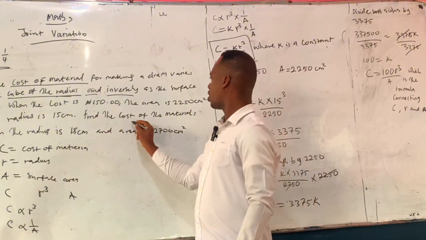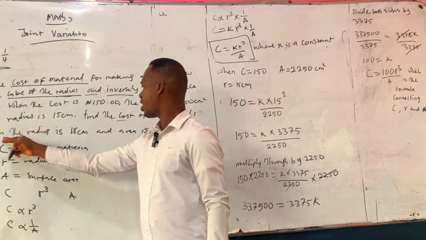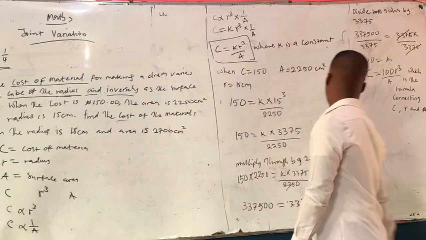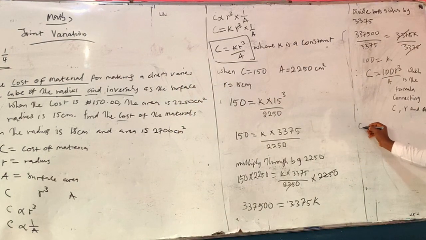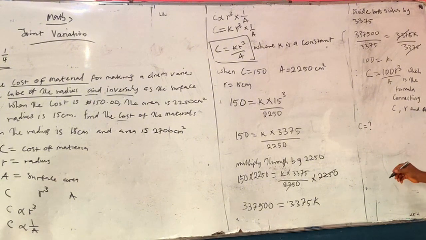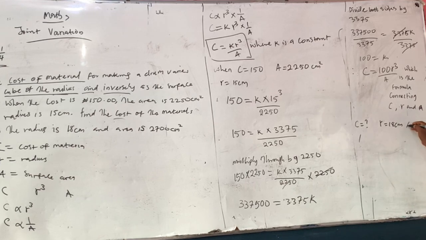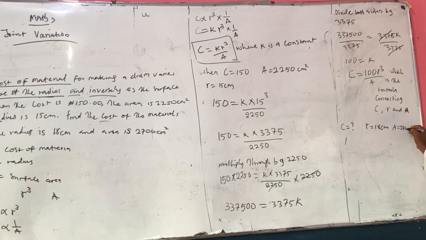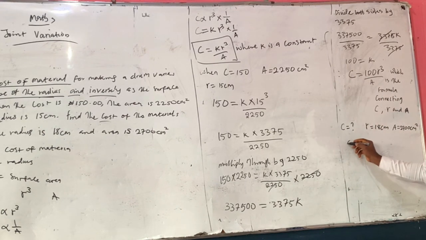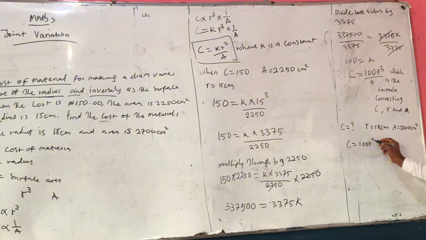Okay, so let's see if we have any other questions. They said find the cost C of the materials when radius is 18, area is 2700. So we are looking for cost. We don't know cost. Radius is 18 cm, area is 2700 cm squared. So at this point it's very simple now, just a substitution problem. We just have to substitute into the formula. The formula is C is equal to 100 R cubed all over A. Anywhere we see R, we put 18. Anywhere we see A, we put 2700.